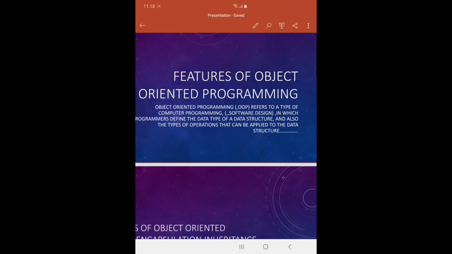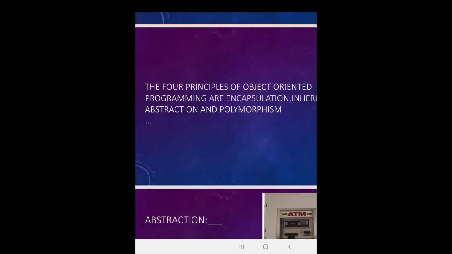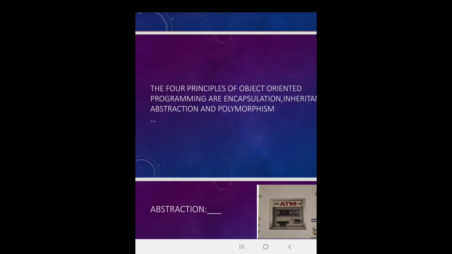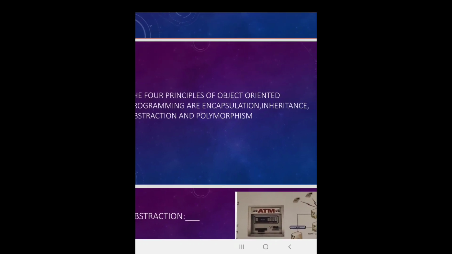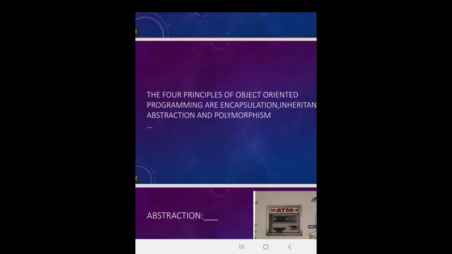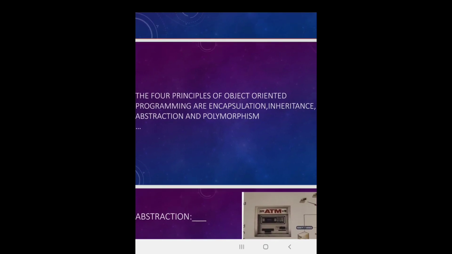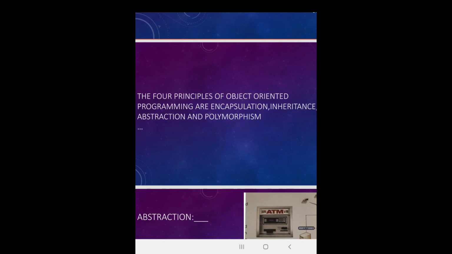So now let's move to the 4 object-oriented programming features, and they are as follows. The 4 principles of object-oriented programming are encapsulation, inheritance, abstraction, and polymorphism. These 4 names may be very new to you and you might get confused about what they are and how to write about them. So I'm going to make it simple for you. In a few minutes this video will be over, so please watch till the end and make sure that you understood all 4 features. So the first feature is abstraction.